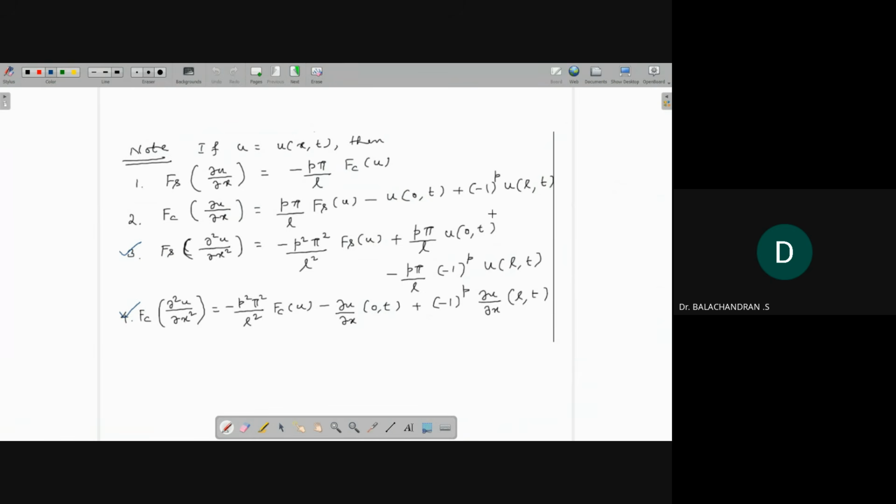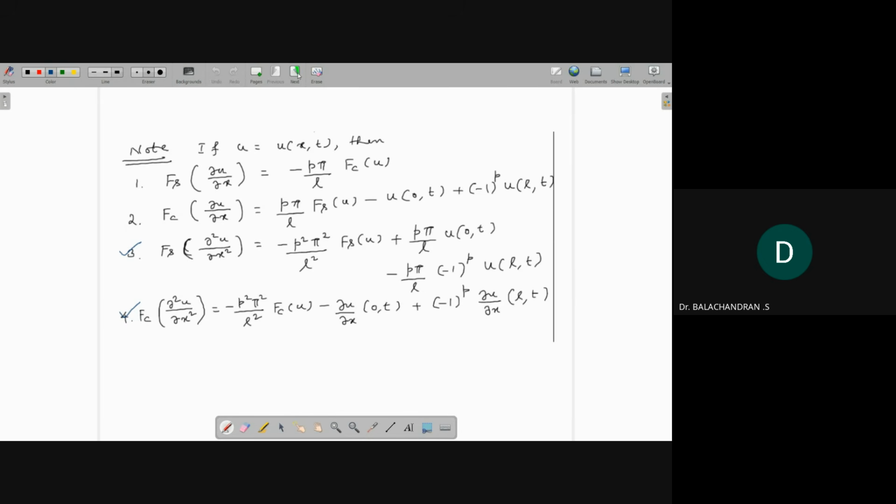In the previous lecture, I gave these results. If you take u equal to u of x comma t, then we have the finite Fourier sine transform of partial derivatives. First, partial derivatives. The second one is the finite Fourier cosine transform of dou u by dou x. The third one is the finite Fourier sine transform of dou square u by dou x square. Out of the four results, you should remember that the third and the fourth are important.